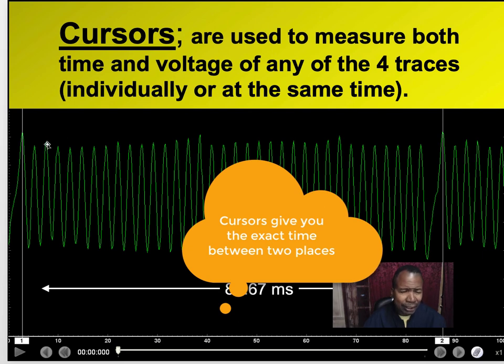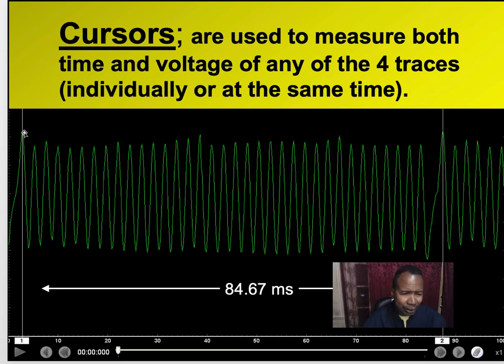Okay, so here it's giving me the time between this point, this event here, and the next event. This is one cycle. Okay? So it's very important to know how to use the cursors also. Sometimes you just can't read this to see what it is. You have to use the cursors. Some schools have 2 cursors, some have 4. Alright, let's go to the next one.